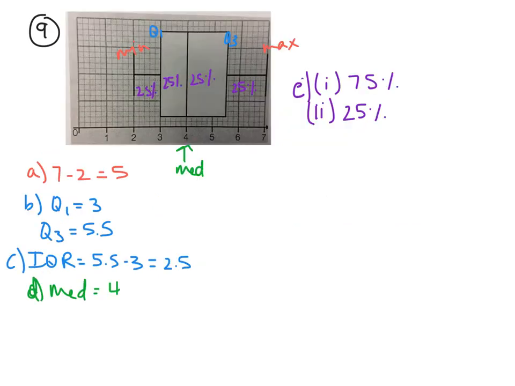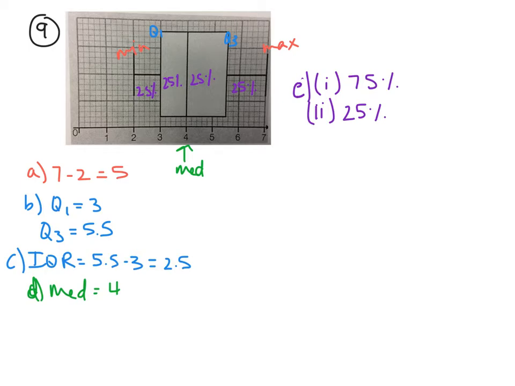So number 9 is a review from topic number 2. They give us a box and whisker chart and ask us some questions about it. Part A wants us to find the range. If you look here, you can see that the maximum is at 7 and the minimum is at 2. So the range is 7 minus 2, or 5.